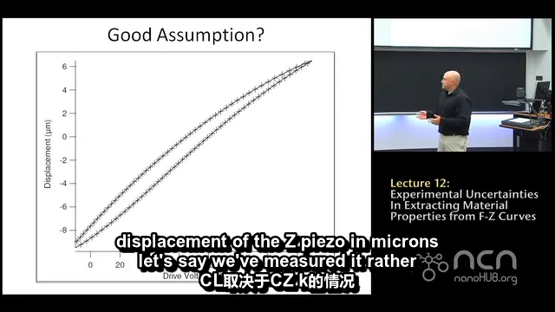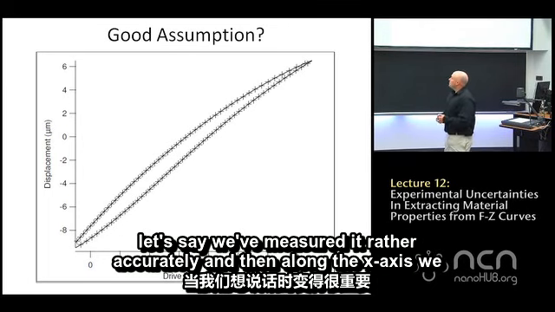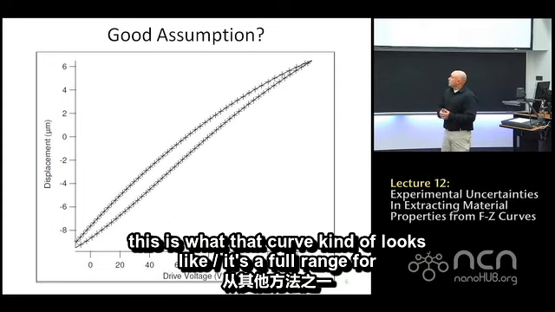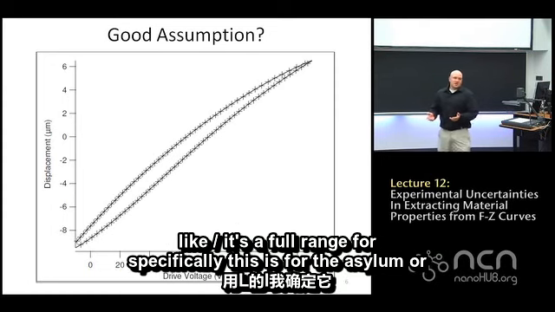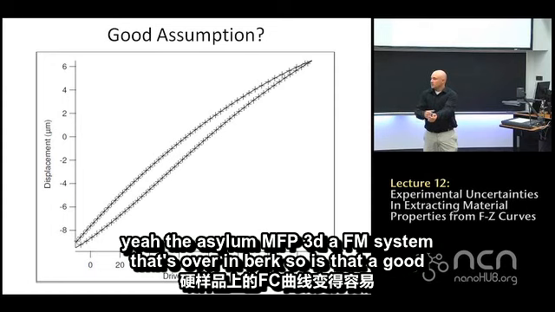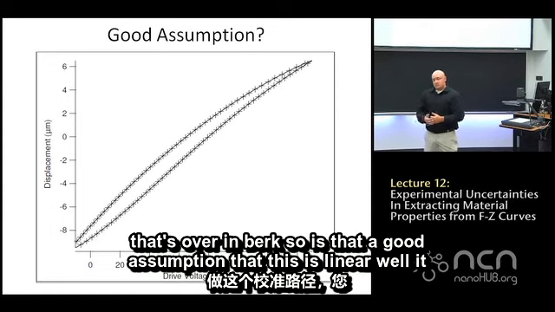Let's say we've measured it rather accurately. And then along the x-axis, we have our voltage input to the Z piezo. So this is what that curve kind of looks like over its full range. Specifically, this is for the Asylum MFP 3D AFM system that's over in Brook. So is that a good assumption, that this is linear?